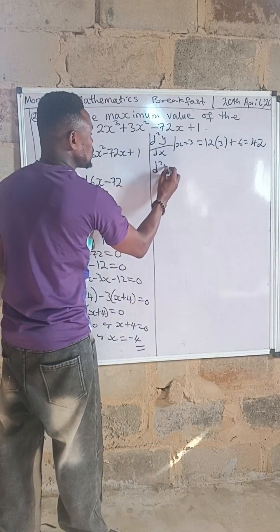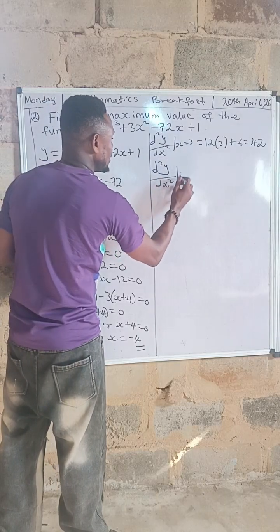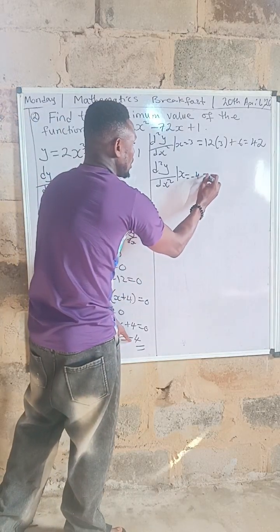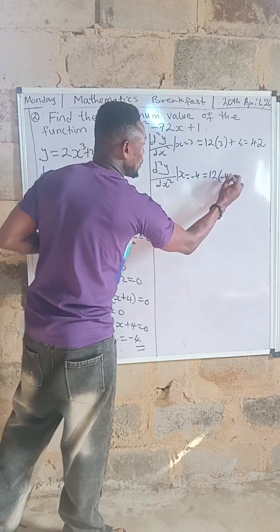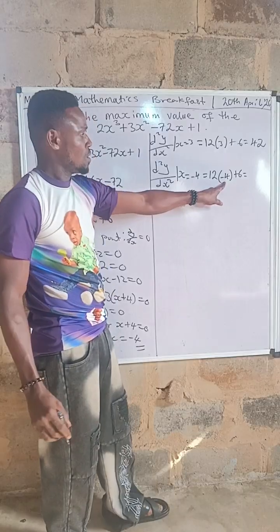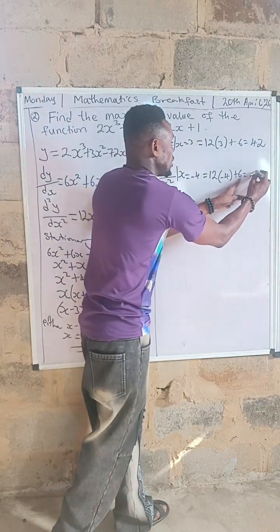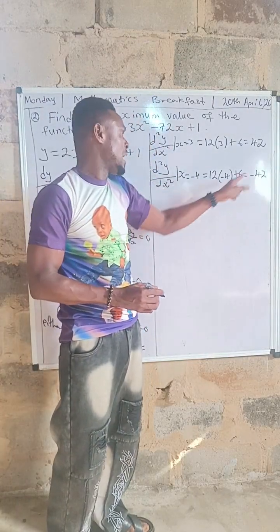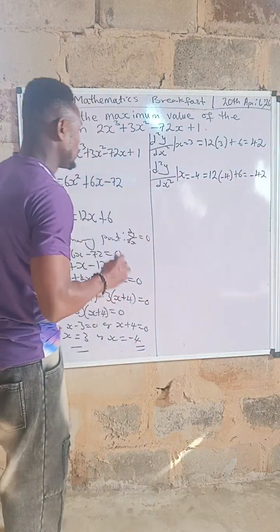Then you also find the value of d²y/dx² when our x is equal to minus 4, the second value. Let's see. That will give us 12 in place of x, minus 4, then plus 6. 12 times minus 4 is minus 48. Minus 48 plus 6 is minus 42. So this value gives us negative. So this value of x equal to minus 4 would give us the maximum value of the function.